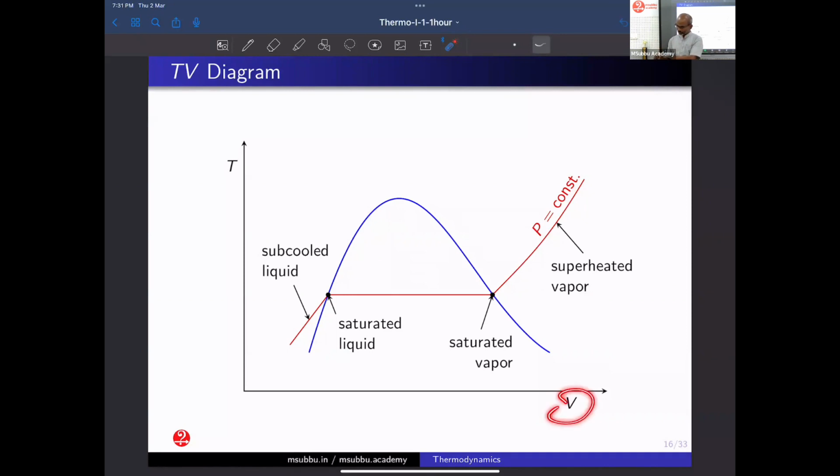Service, it creates a lot of difficulty. So temperature and pressure are the essential variables that we'll be using in our thermodynamics. Okay, coming to the discussion on this diagram, we have, of course, temperature and volume on the axes.